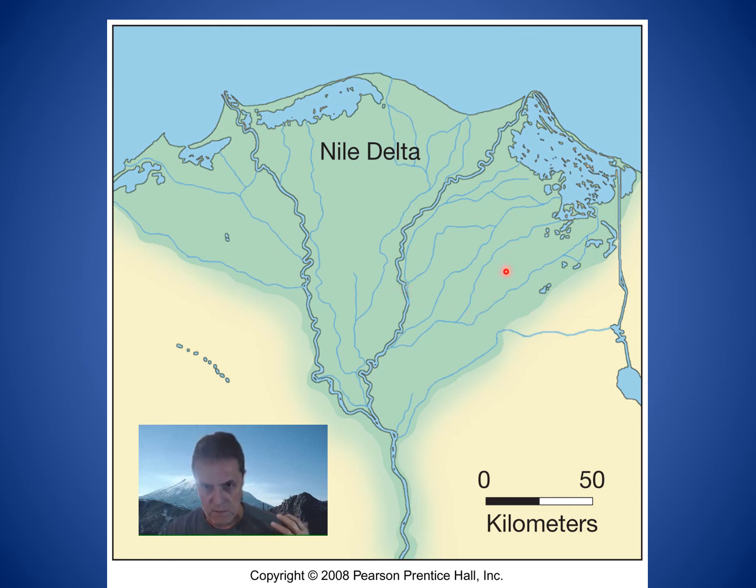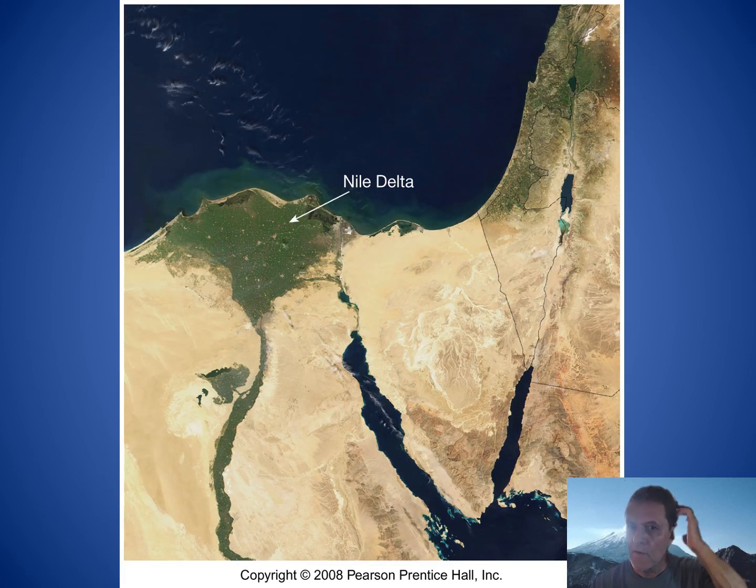And that material that's deposited at the intersection of river and ocean, or river and lake, is called a delta, because it's shaped like the Greek letter delta, which is sort of like a triangle shape, as you can see here. Here's a photograph of the Nile Delta right in here. Very classic delta-shaped delta, if you will.